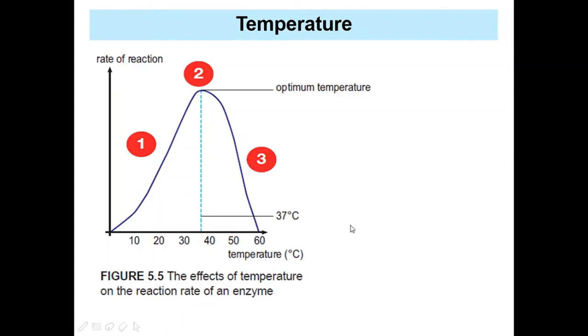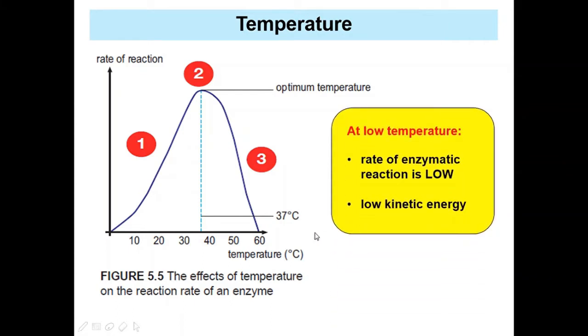Okay, so my first question: what happens to the rate of the enzyme when the temperature is low? The reaction rate of the enzyme is low. This is because the substrate and the enzyme have low kinetic energy. So kinetic energy ini adalah tenaga kinetik yang dimiliki oleh benda yang bergerak. Okay? So kalau suhu rendah, maksudnya kadar tindak balas enzim pun rendah.